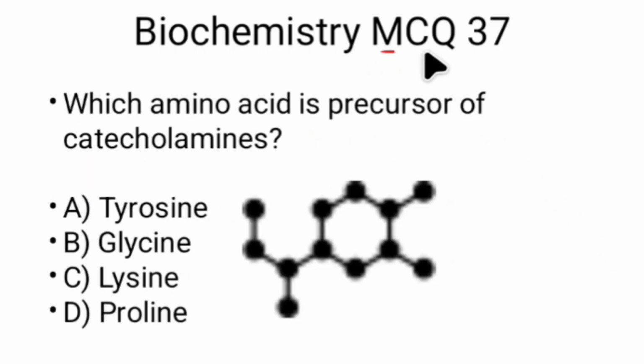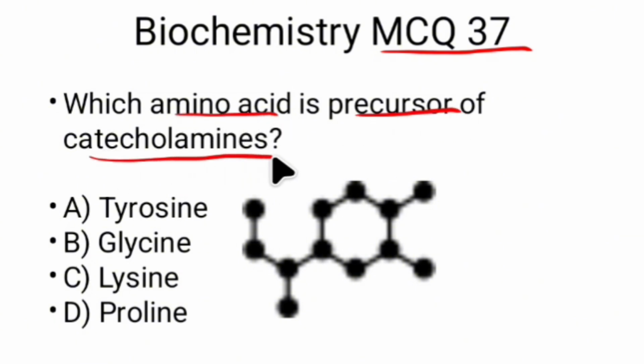Question number 37. Which amino acid is a precursor of catecholamines? Correct option is tyrosine. Tyrosine is an amino acid which is a precursor for catecholamines.